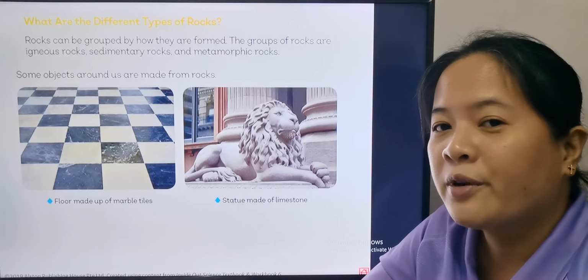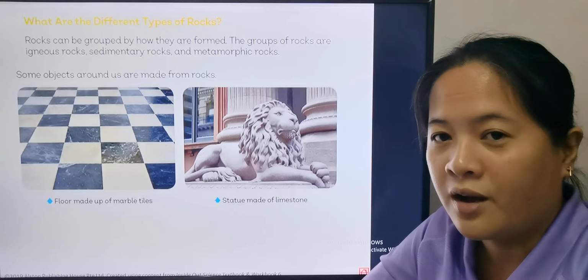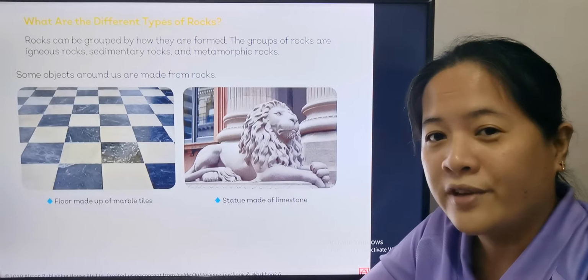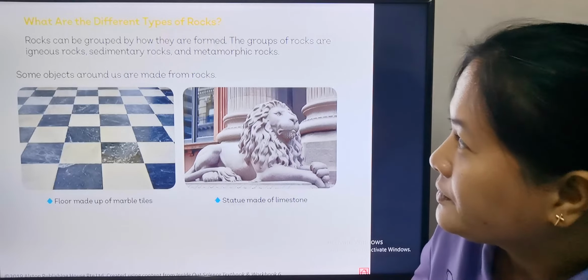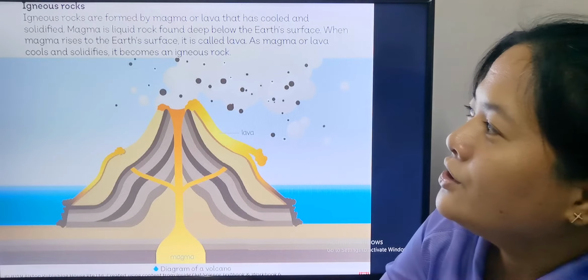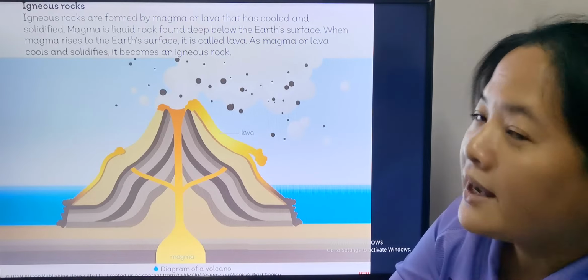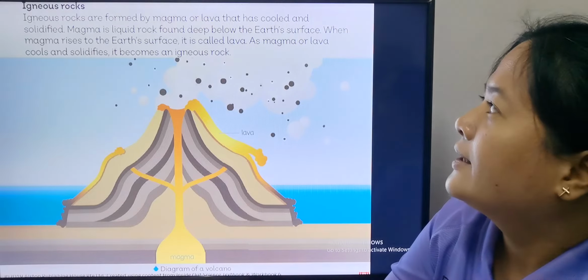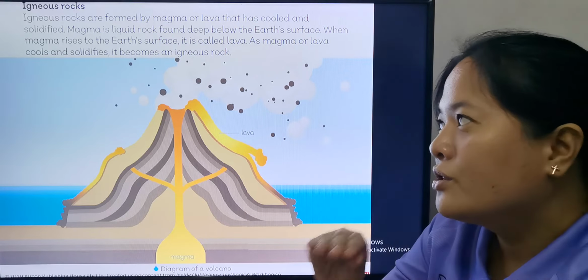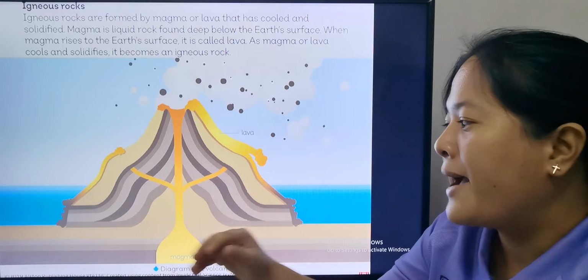So for today we're going to study about igneous rock, how they are formed, and some examples of igneous rocks. See this one, igneous rocks. Igneous rocks are formed by magma or lava that has cooled and solidified. So igneous rocks are formed by magma.